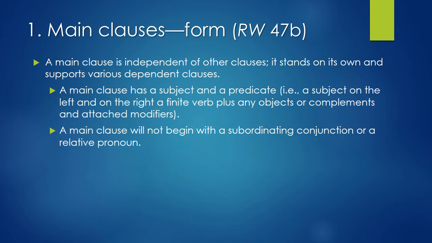Main clause as form. A main clause is independent of other clauses. It stands on its own and supports various dependent clauses. A main clause has a subject and a predicate. That is, a subject on the left and on the right a finite verb plus any objects or complements and attached modifiers. A main clause will not begin with a subordinating conjunction or a relative pronoun.